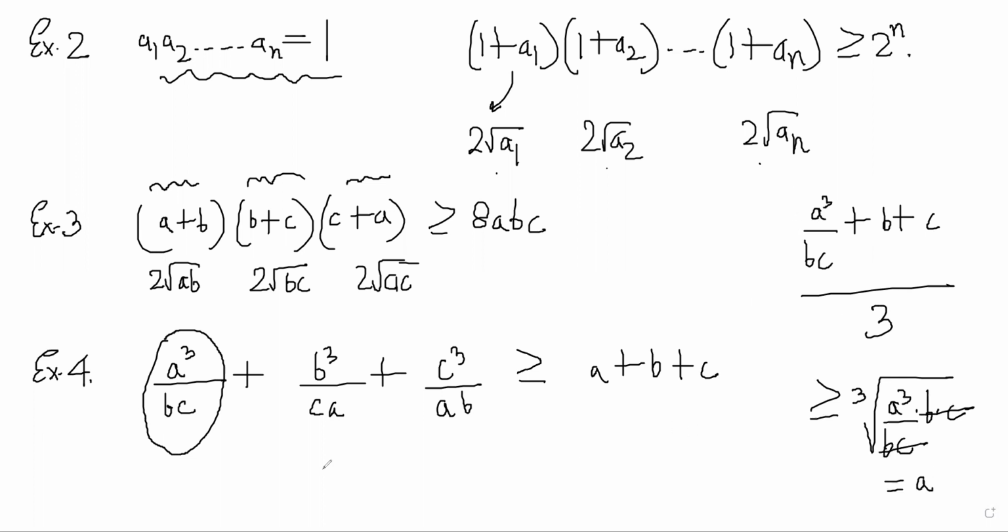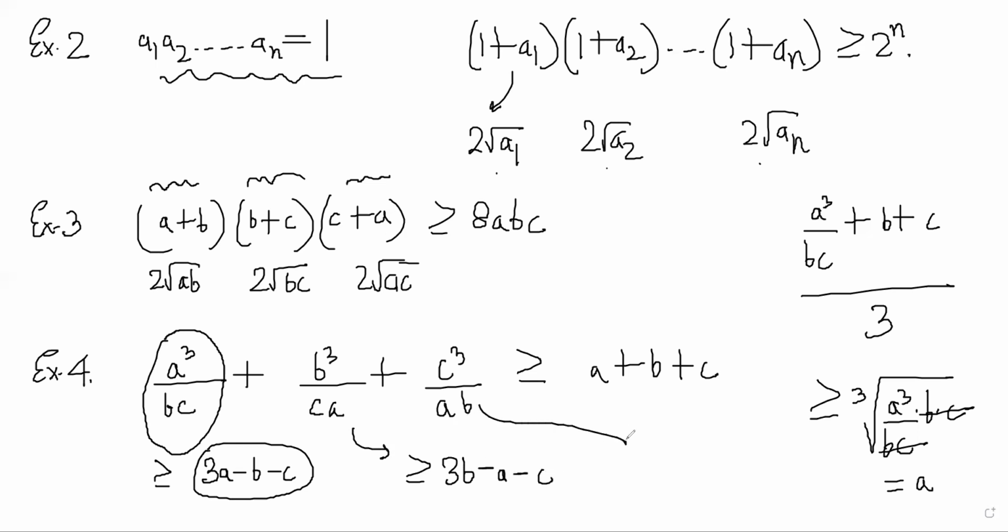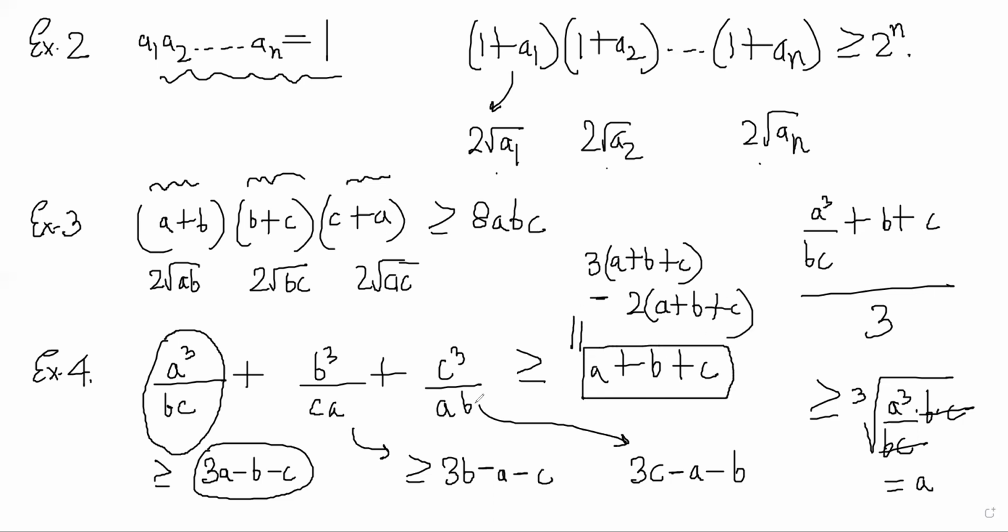So what you can immediately prove is that a cube by bc is greater than or equal to 3a minus b minus c. And similarly, this is greater than or equal to 3 times b minus a minus c. And this is greater than or equal to 3 times c minus a minus b. If you add all of it, this will come greater than or equal to 3 times (a plus b plus c) minus 2 times (a plus b plus c), which will be equal to your a plus b plus c. So you understand that sometimes you have to be a little clever about the choice of the terms on which you will apply AMGM. We'll see more applications of this type as we go ahead.